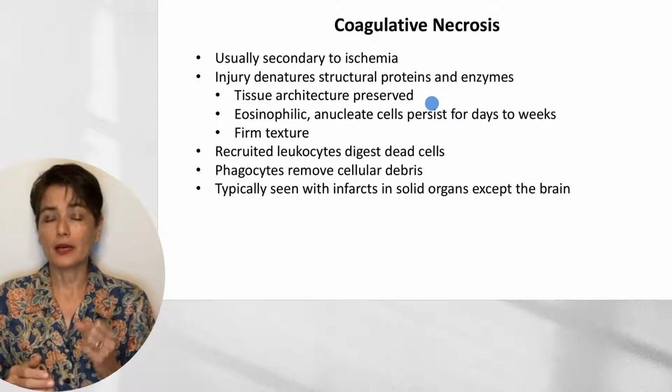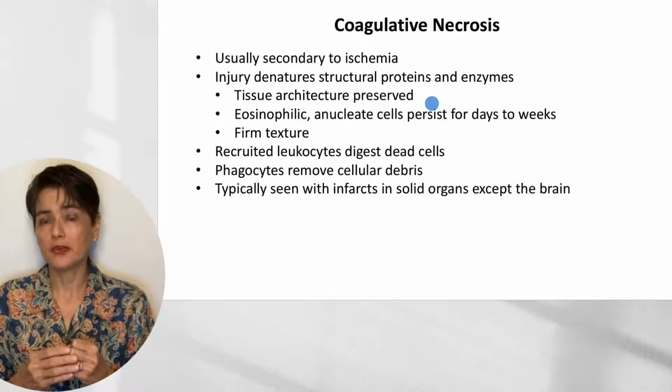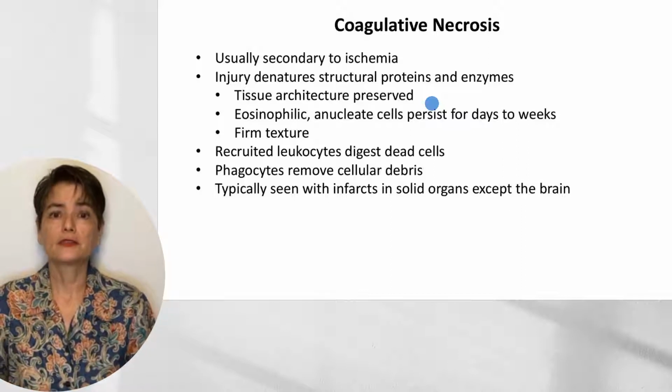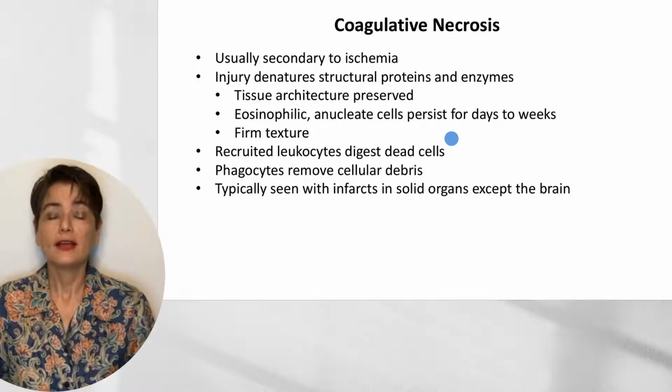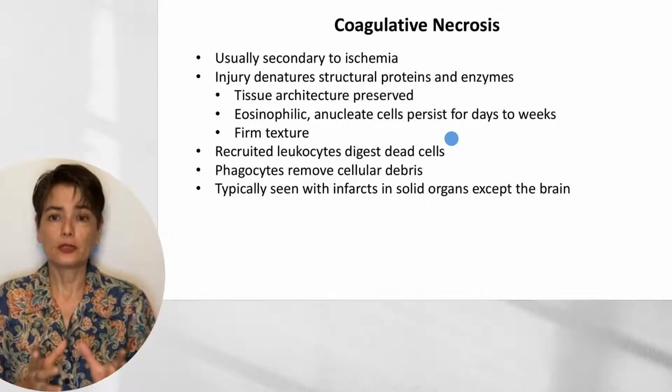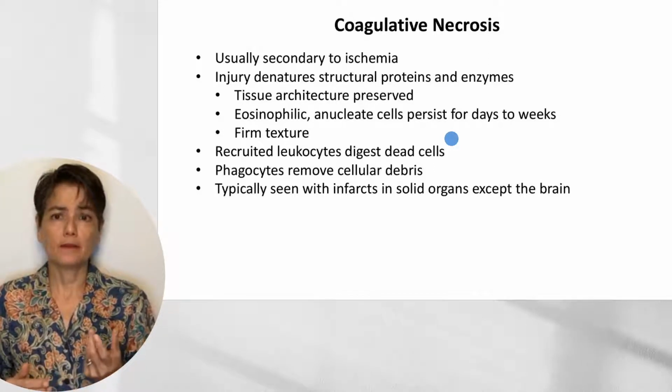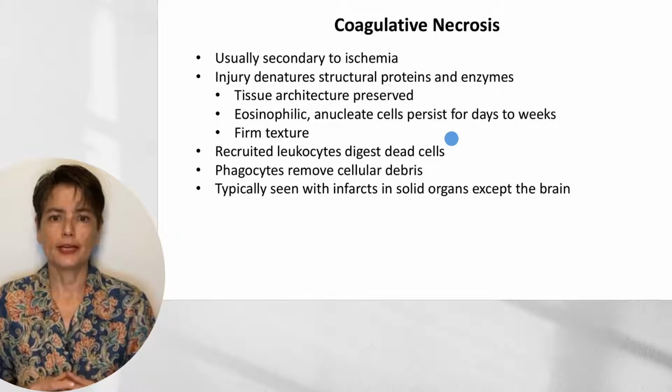Also, if you think about it, that clot, which prevents blood flow, is also preventing the blood flow that would bring in our leukocytes, whose job it is to deal with dead cells. So we don't get recruited leukocytes coming in to digest these dead cells. Again, this is why we can get the tissue architecture preserved and these eosinophilic anucleate cells persisting for days to weeks. It takes a long time for the leukocytes to make their way there. And because we don't have digestion, coagulative necrosis has a firm texture.